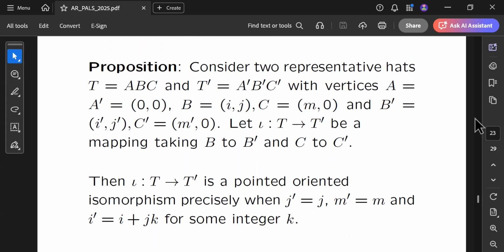Then I is a pointed-oriented isomorphism precisely when A is equal to A prime, C is equal to C prime, and B has as the second coordinate J, but the first coordinate I prime is such that J divides I prime minus I. So you may notice that the point B prime is on the line y equals J. And the triangle T prime is a right triangle precisely when J divides I.